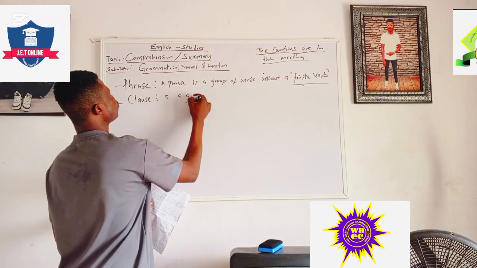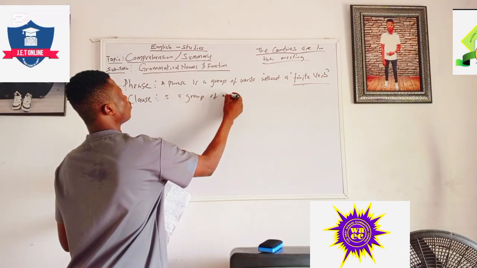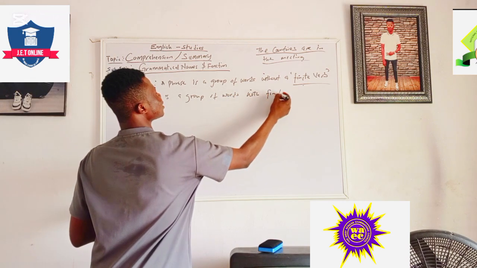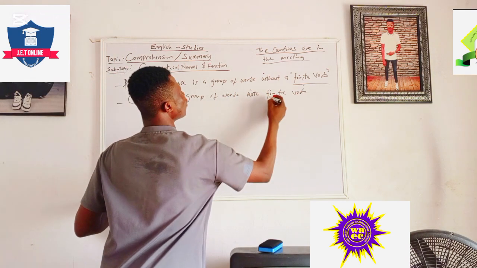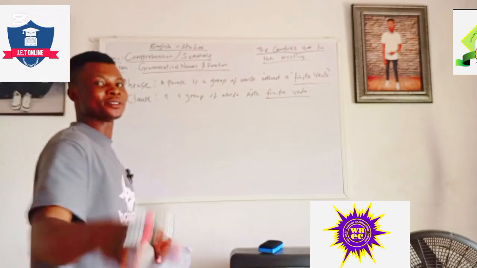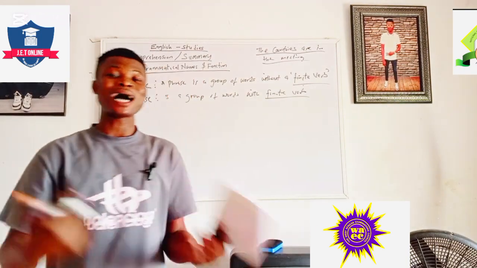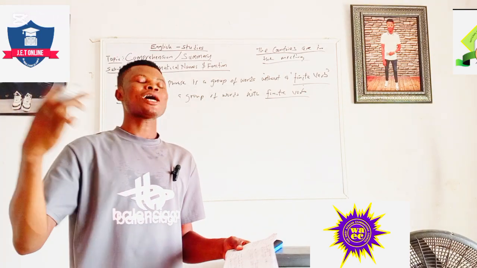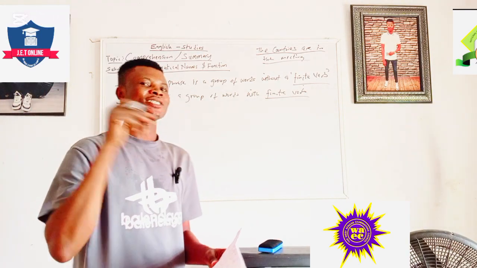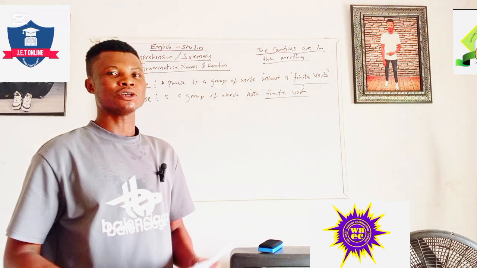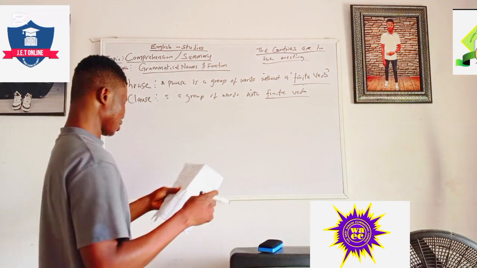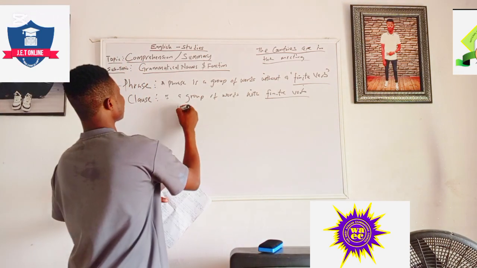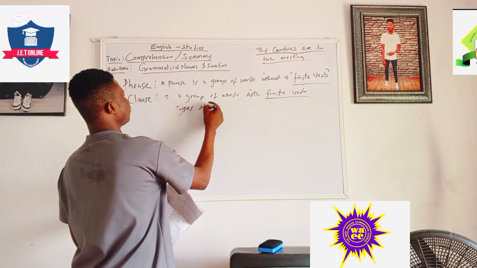Now let's talk about clause. A clause is a group of words with a finite verb. Don't forget, we said finite verbs are verbs that show tense or number agreement. That is, from your expression that has been underlined, when you have a verb there, and if the verb is a finite verb, definitely it is a what? It is a clause. Now let's look at the types of clause. Basically, we have two types of clause.